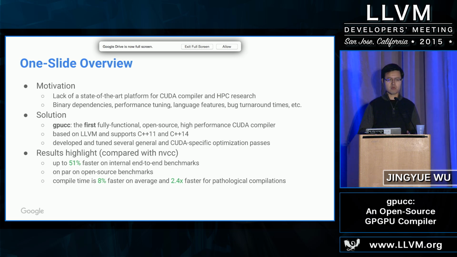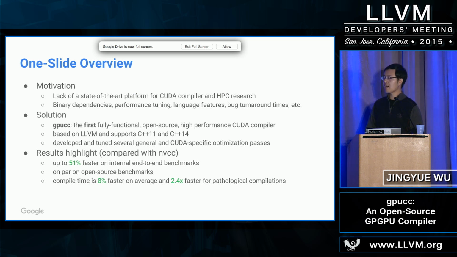To solve all these problems, we built gpucc, which we believe is the first fully functional, open source, high-performance CUDA compiler. It is built on LLVM, so it automatically supports language features like C++11 and part of C++14. In terms of optimization, we developed and tuned several general and CUDA-specific optimization passes.